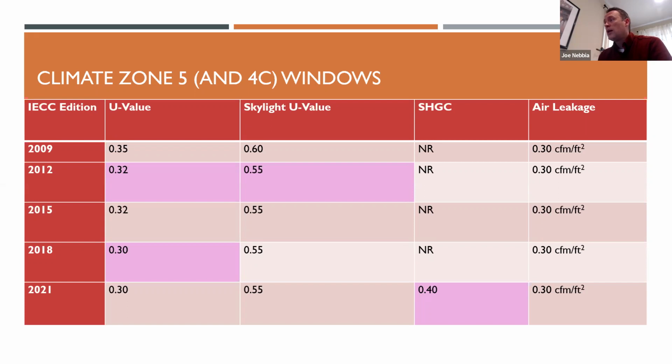And there were a number of counties in Climate Zone 6 that in 2021 moved to Climate Zone 5. So be sure to check your county. If your jurisdiction adopts 2021 and you were in a 6, it might have moved. So that's important to check.